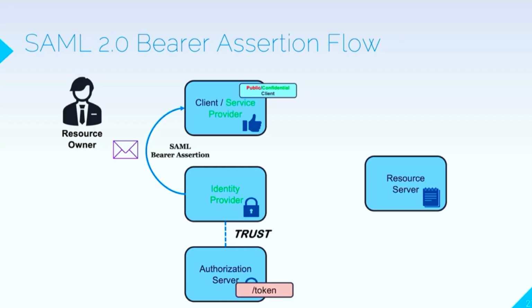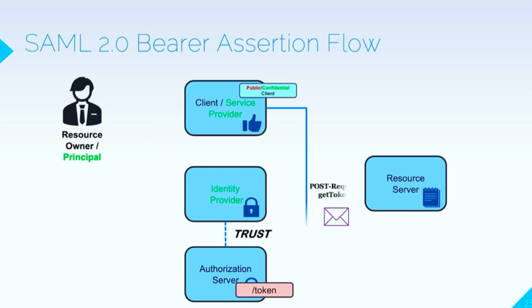In SAML terminology, the OAuth 2 client is referred to as the service provider, and the resource owner is called the principal. The client receives the SAML bearer assertion and sends a POST request to the token endpoint of the authorization server to exchange the assertion for an OAuth 2 access token.